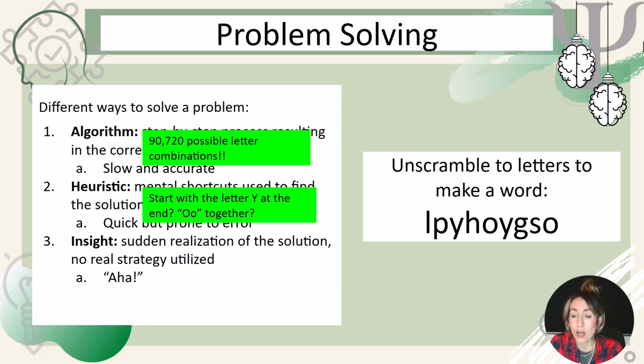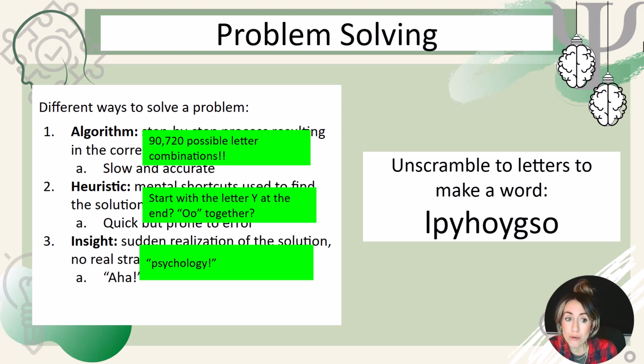Now, insight would literally be like me just staring at this and being like, oh my God. And then all of a sudden, out of nowhere, the answer pops in my head, and the answer is psychology, right? So any of these strategies could be used. However, heuristics are the most commonly used, right? They get us to the answer generally quicker, but the only problem is they are sometimes prone to error, in that sometimes you come up with an answer that isn't actually correct.